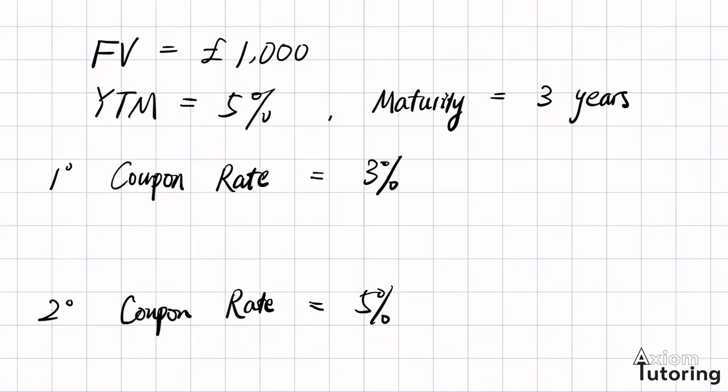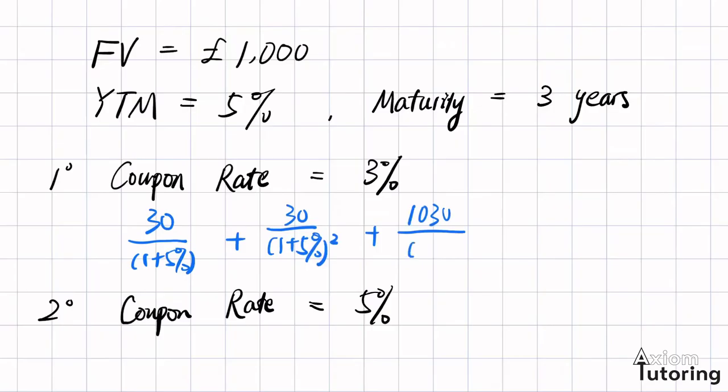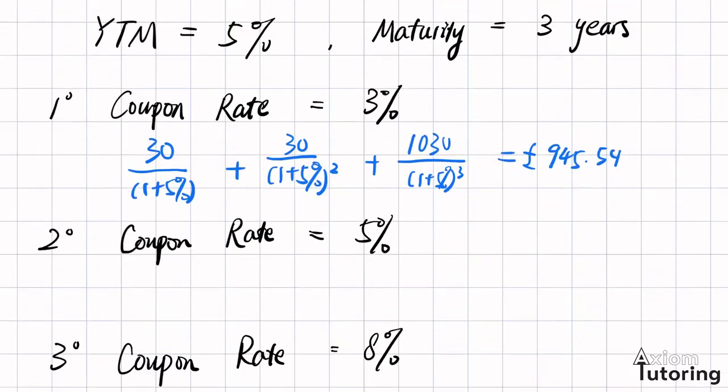So again, I'm just discounting the future cash flows back to the present. The first future cash flow is going to be my first coupon, which is 30, divided by 1 plus 5%. The second one would be 30 again, divided by 1 plus 5% to the power of 2. And the final payment would be 1,030, so don't forget the face value here, divided by 1 plus 5% to the power of 3. If you plug in the numbers to your scientific calculator, you should get the price of 945.54 pounds.